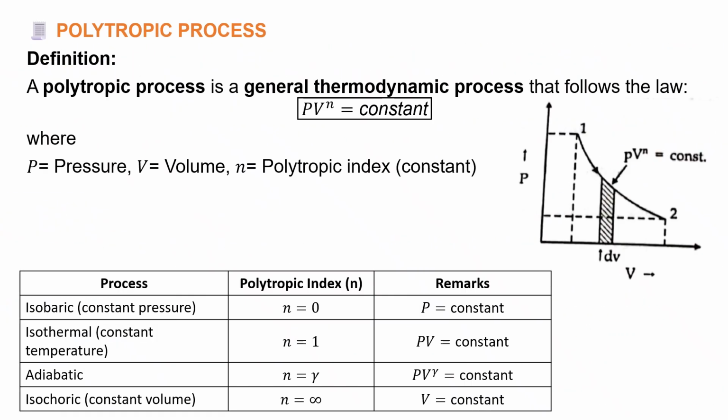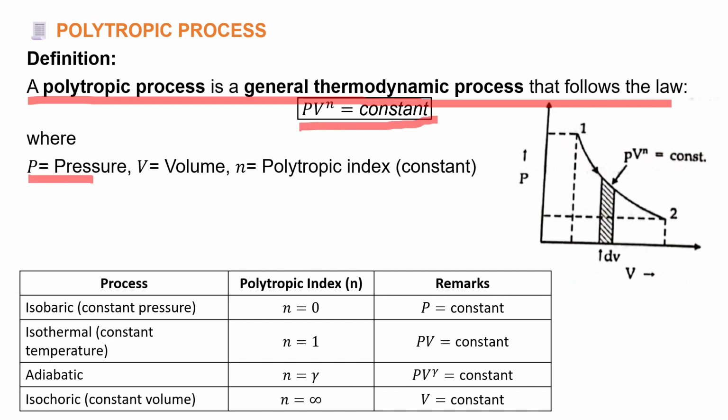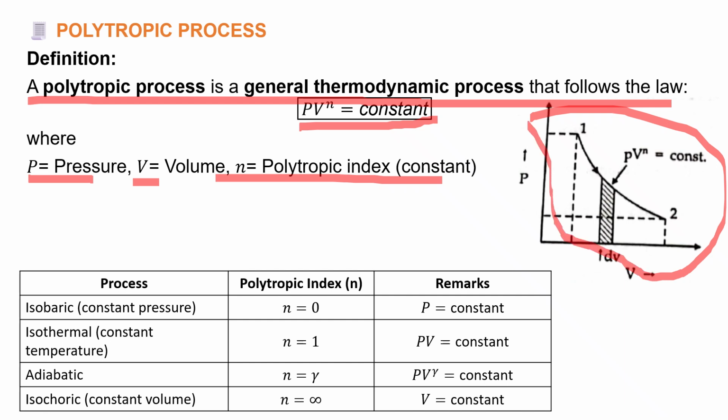So now we have to talk about polytropic process. So polytropic process is a general thermodynamic process which follows PV raised to n equals to constant, where P is the pressure, V is the volume and n is the polytropic index, that is a constant. And this is a PV diagram for this PV raised to n equals to constant process.